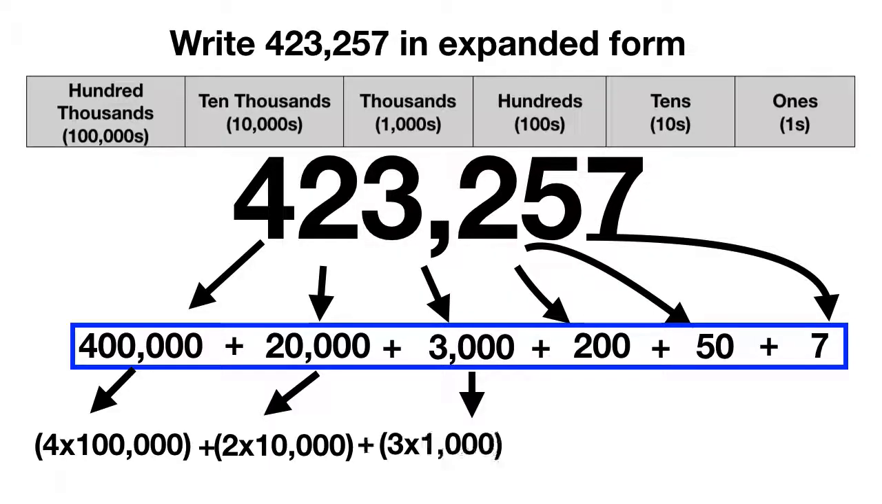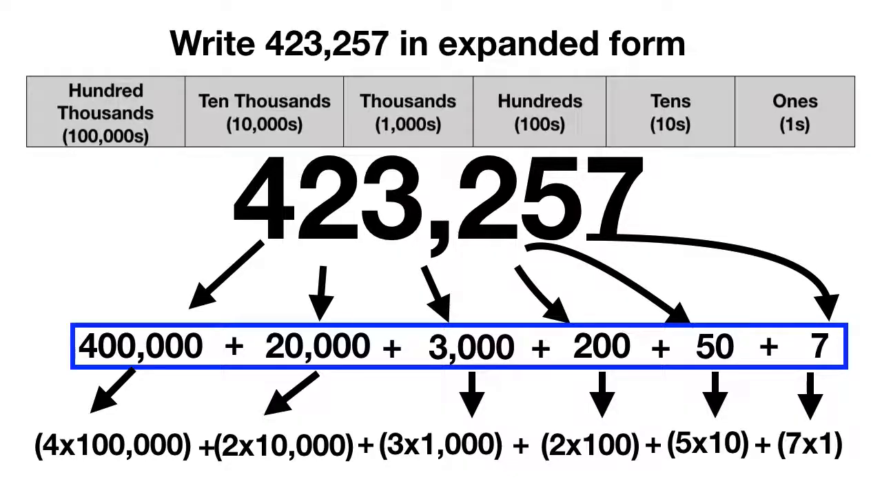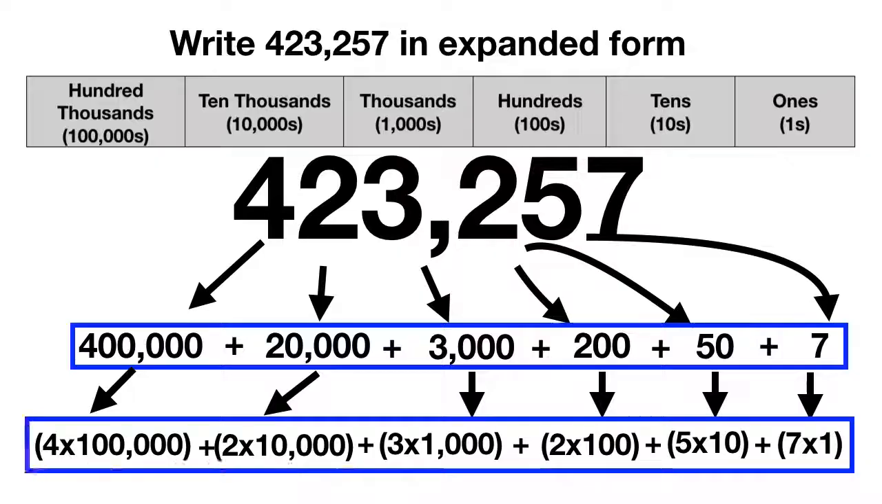3,000 is equal to 3 groups of thousands. 200 is equal to 2 groups of hundreds. 50 is equal to 5 groups of 10. And finally, 7 is equal to 7 groups of 1. Now this would be the most expanded way of writing this number. Let's practice one of these together.